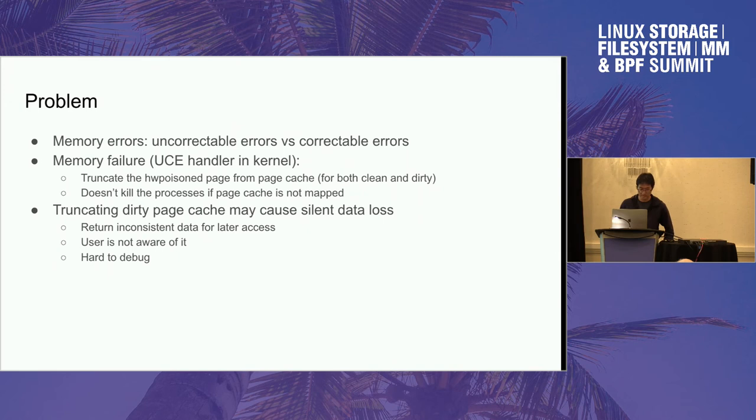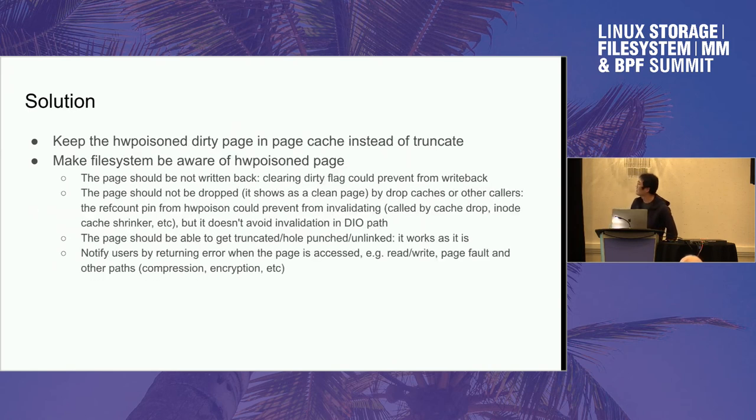But the bigger problem is that it's a silent corruption, because there is no notification to the users from the kernel as long as the page is not mapped. So memory failure will cause data loss, and it's very hard to debug. Even though we are aware of some data corruption or data loss, it's not easy to trace back to memory failure, because sometimes you may not think that it's caused by the memory failure.